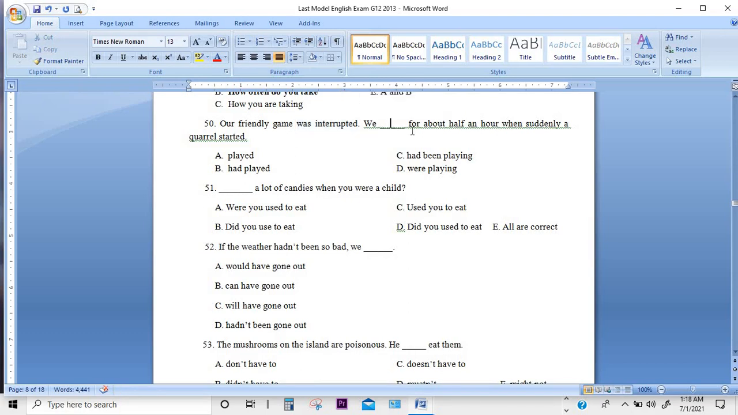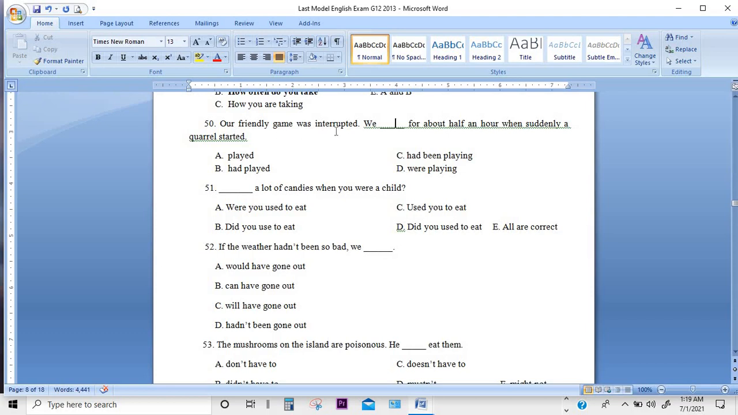They were playing. We dashed for about half an hour. See, it's a long time to play half an hour. So it must be a continuous tense, either past continuous or past perfect continuous. It's one of the two. Playing is the earlier action, before the interruption. Okay, before the interruption, this action happened. It's an action before another action in the past. If we are using an action before another action in the past, we use past perfect.